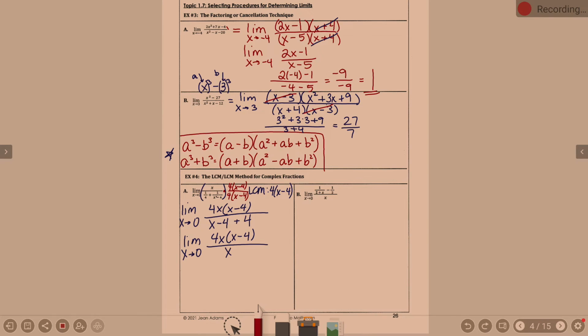However, do you see what can cancel? There's a factor of x that can cancel, right? Because on top, it's 4 times x minus 4. So we can cancel a 4, an x, or an x minus 4. So we're going to cancel the x. If I cancel the x, it is the limit as x approaches 0 of 4 times x minus 4. And now at this point, we should be able to successfully plug in 0.